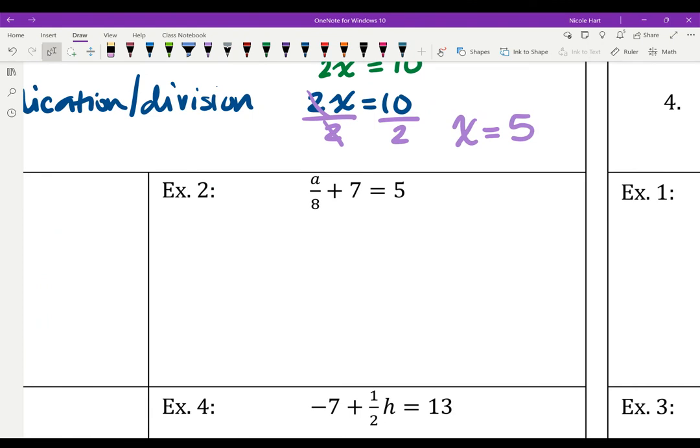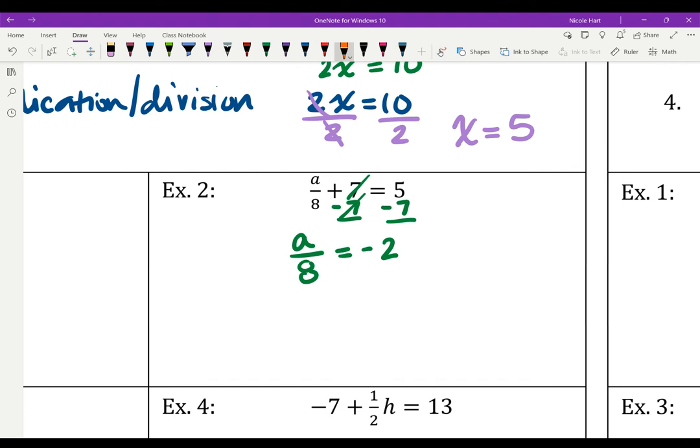So in order to do that, we are going to subtract 7, and that 7 and negative 7 will cancel out. On the left-hand side, we will have a over 8 equals 5 minus 7. 5 minus 7 is a negative 2. Don't forget to use your calculator if necessary. If some of these computations give you some struggle, that's okay to use the calculator.